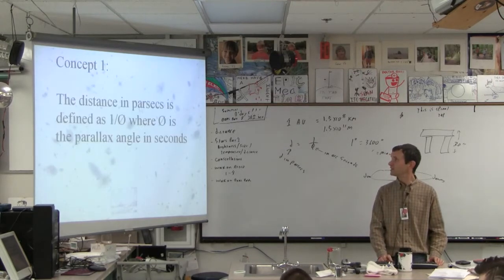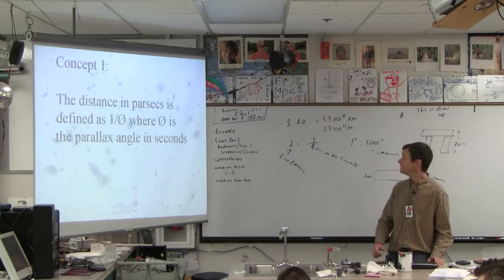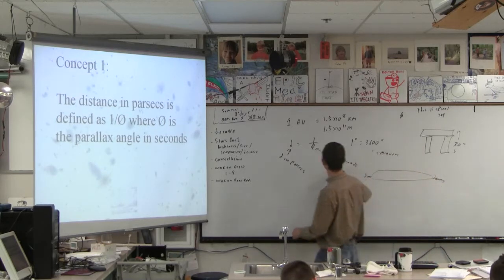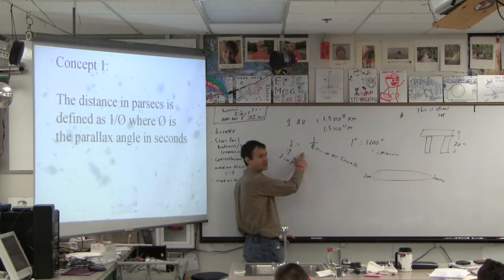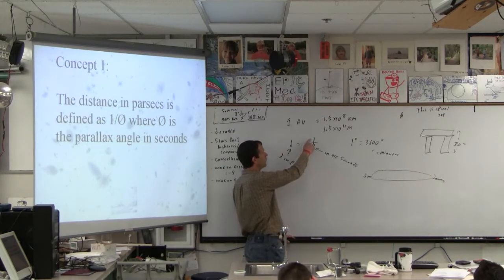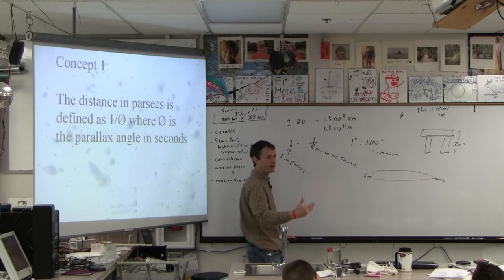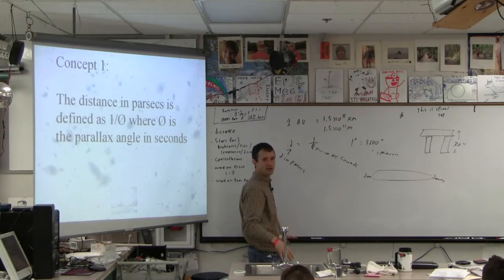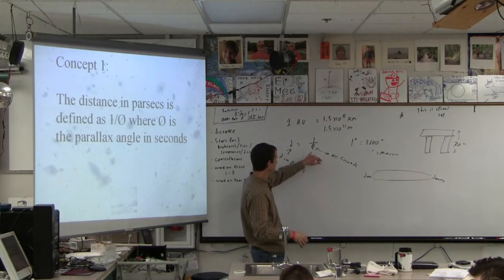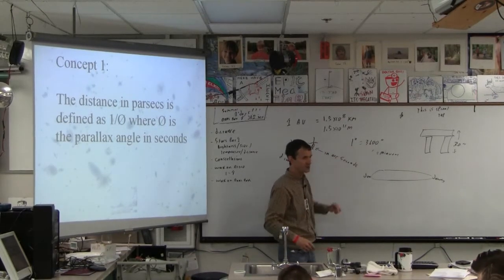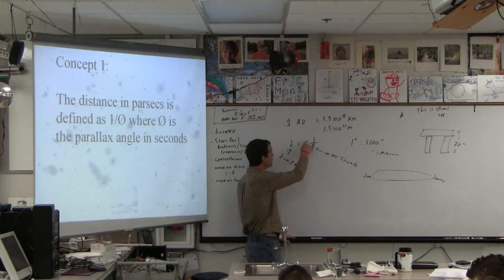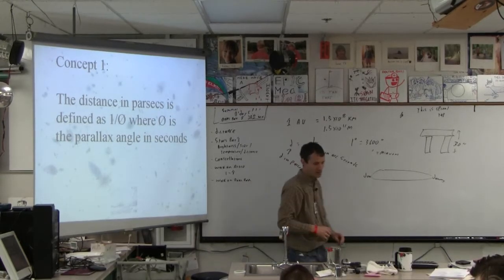Okay, so the next concept is that if you want to find the distance in parsecs, it's just 1 divided by the angle in arc seconds. So convert the angle to arc seconds. They all will be, by the way, in arc seconds, but I imagine we could think of some situation. If it's degrees, divide by 3,600, and then 1 over that is the distance in parsecs.